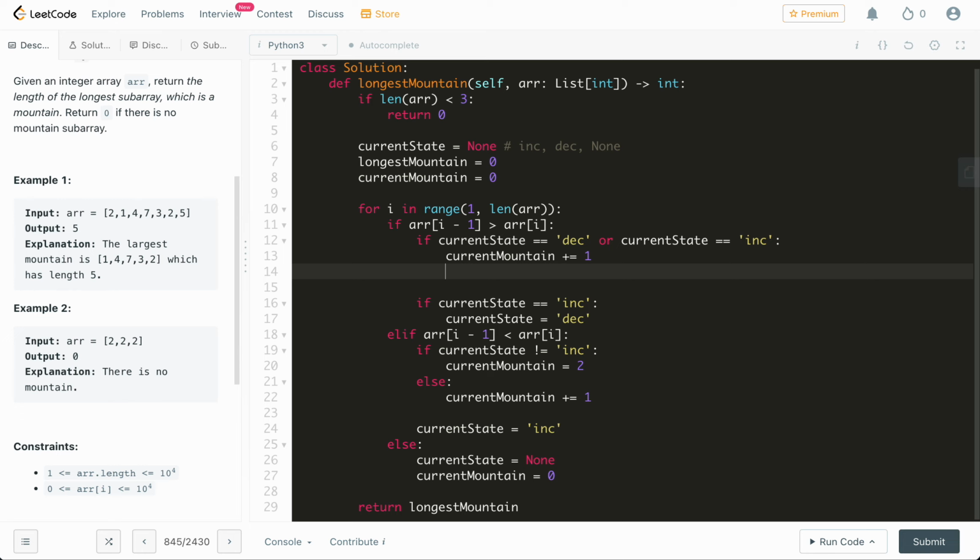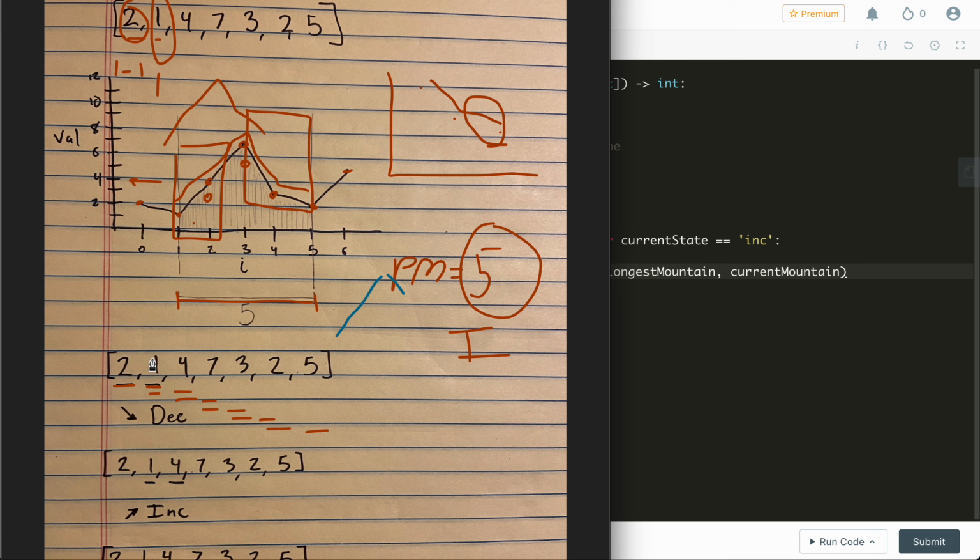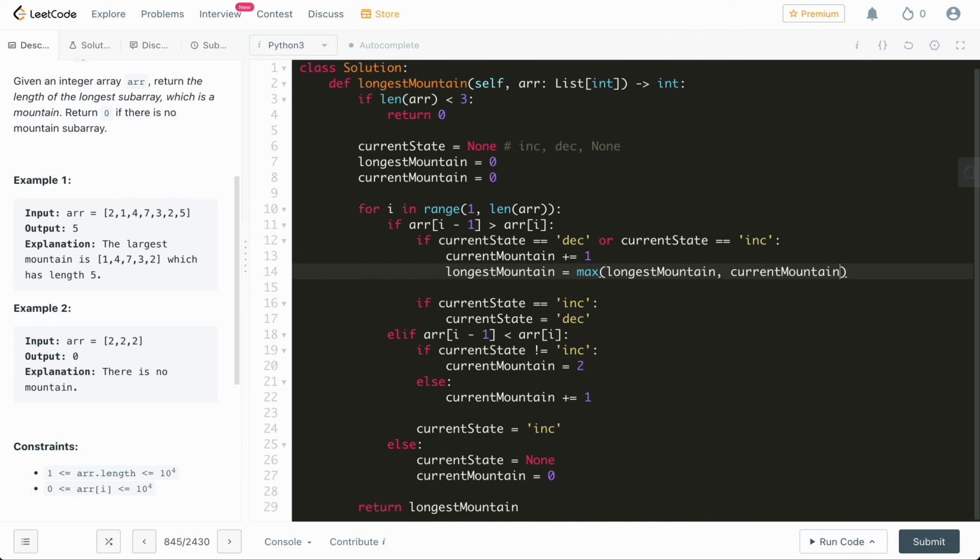And what we're going to do here is set the longest mountain. It's going to be equal to the max of the longest mountain, meaning whatever the current longest mountain is, and whatever the current mountain is. This will ensure that, like I said before, maybe this mountain was 5, but then later on down the road there was another mountain that was 20. The longest mountain would be the max of these two mountains. And then we're going to return our longest mountain.